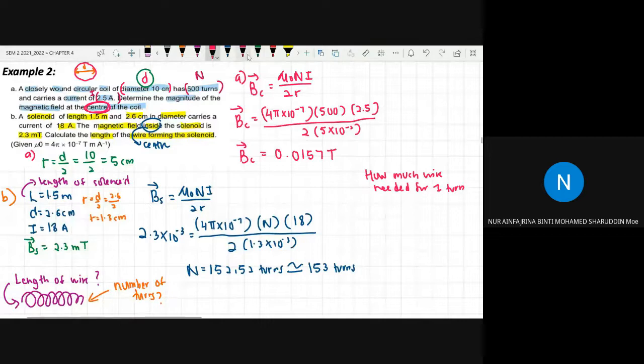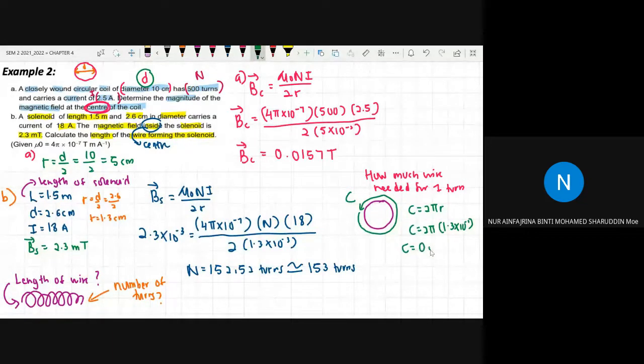So we know one turn, its shape is like this. What shape is this? This is a circle shape. So if Miss wants to find one turn, it means Miss wants to find the circumference. Okay, Miss wants to find the circumference. So the formula for circumference is 2 pi r. Okay, we already know our radius is 1.3 times 10 to the power of negative 2. So you will get your circumference 0.0817 meter.